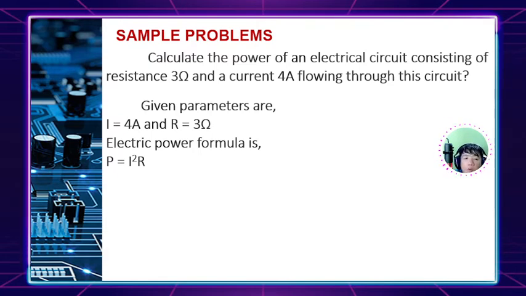So the electric power formula is P equals I squared times R. To get the correct value based on the two parameters, you will get 4 squared times 3. So you multiply 4 times 4 and arrive at 16, and you multiply again by 3. So you will get 48 watts.